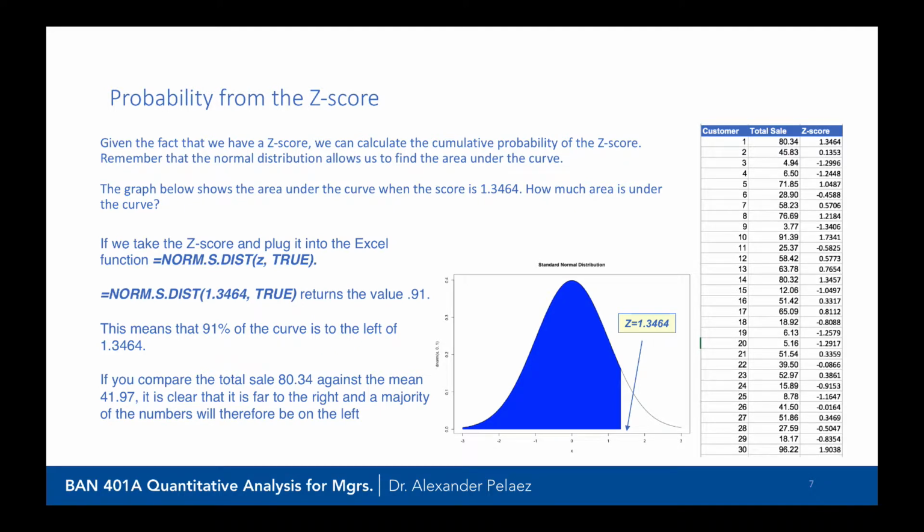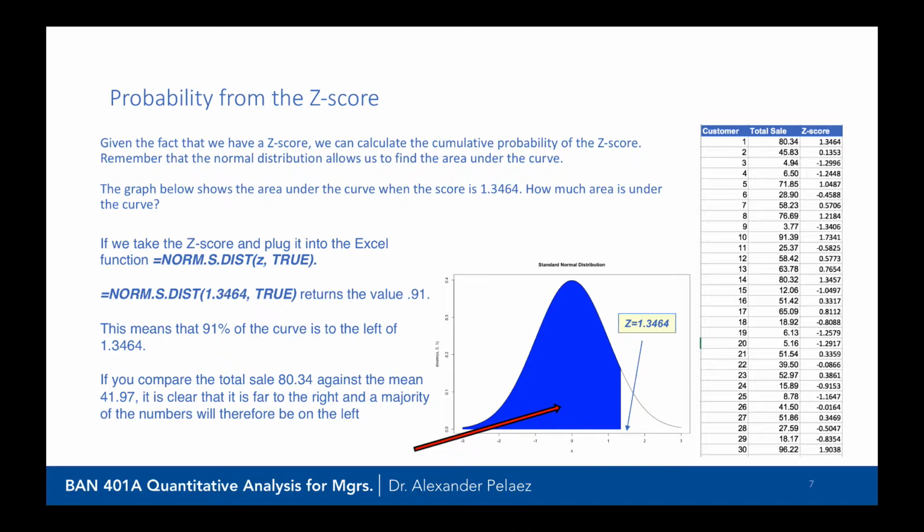Remember that the normal distribution allows us to find the area under the curve. The graph below shows the area under the curve where the z-score is 1.3464. How much area is under the curve? If we have a z-score of 1.3464, we know it's 1.3464 standard deviations away from the mean. So we want to calculate that whole area to the left.